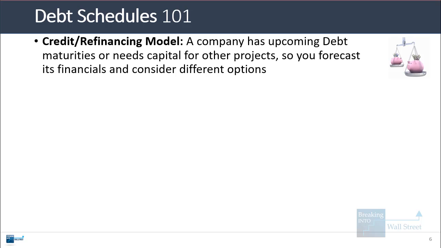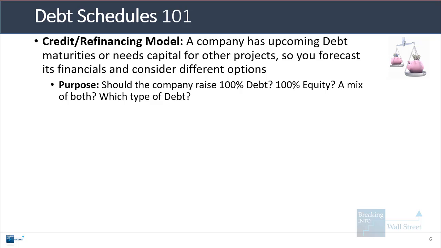And then the third type of debt schedule here is for a credit or refinancing model. This happens when a company has upcoming debt maturities, or maybe it needs capital for other projects such as growth or international expansion or an acquisition. And so you forecast its financials and you consider different options for the amount of debt and equity to raise.